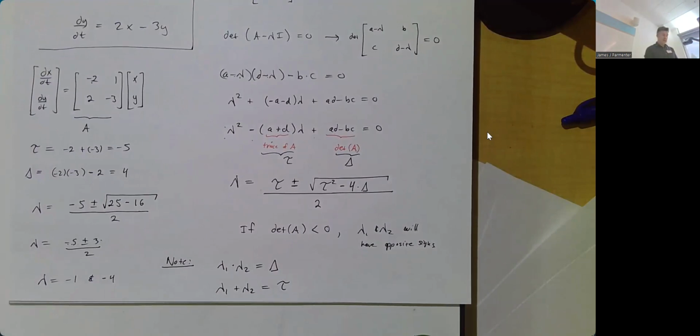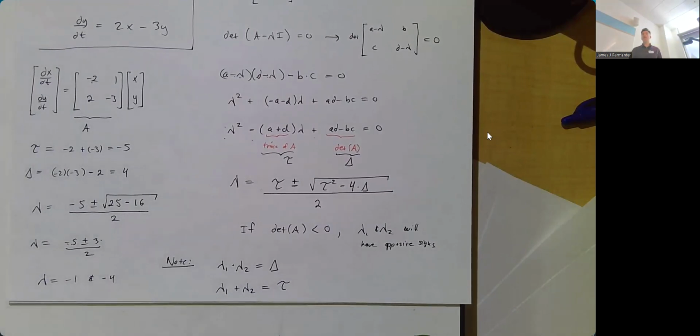So actually, this I think makes it a little bit more obvious. If your determinant is negative and lambda1 times lambda2 have to equal your determinant, then one of them has to be positive, one of them has to be negative. There is no other choice. It's kind of cool.